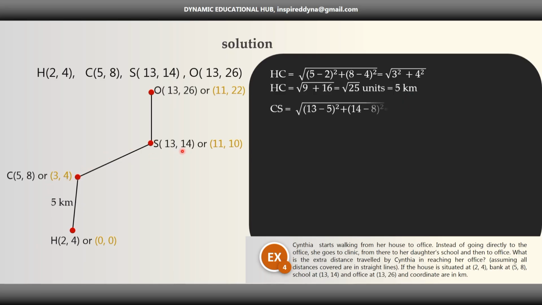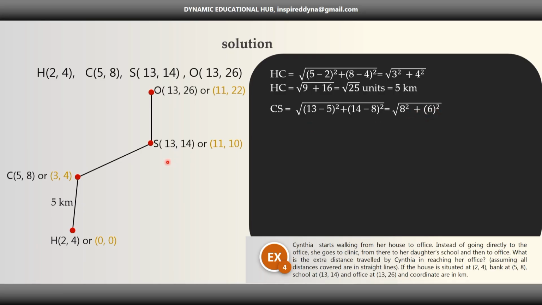For CS, you still apply the same method. We are using the black coordinates, so that will give us the square root of (13 minus 5) squared, plus (14 minus 8) squared. What is 13 minus 5? You have 8, that is why we have 8 squared. 14 minus 8, you have 6, that is why we have 6 here. So we have 8 squared plus 6 squared.